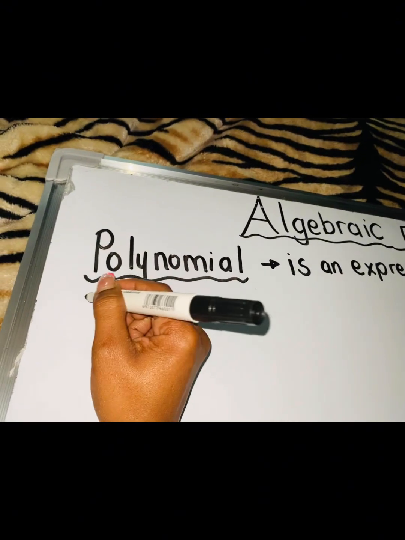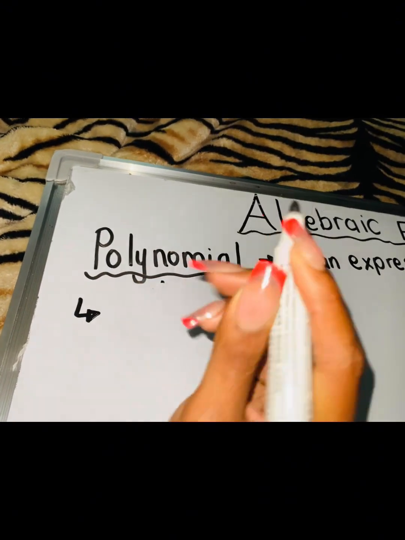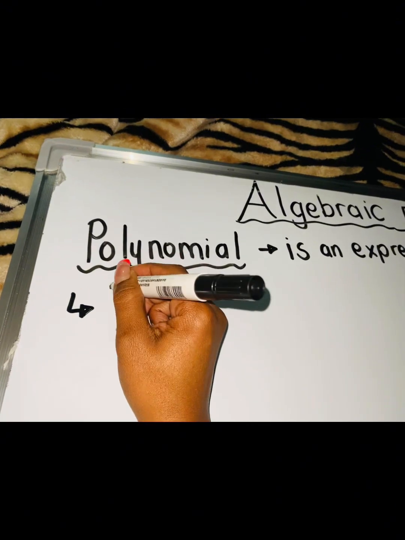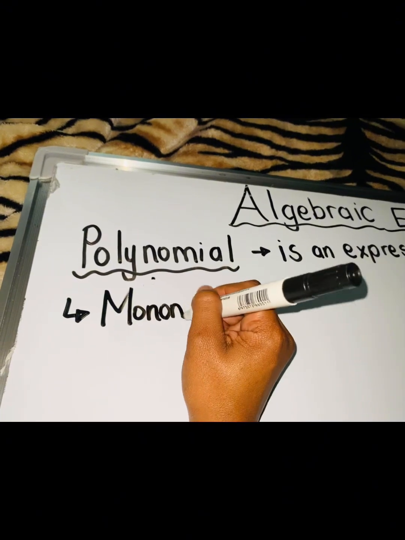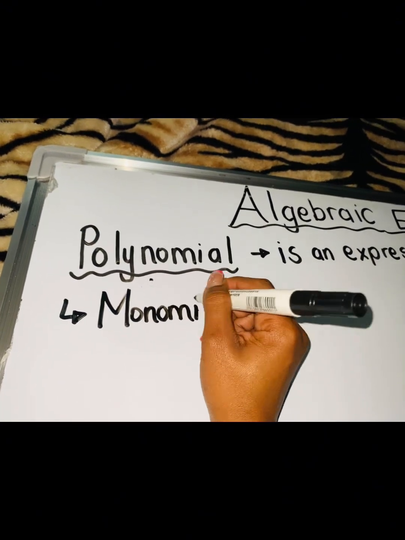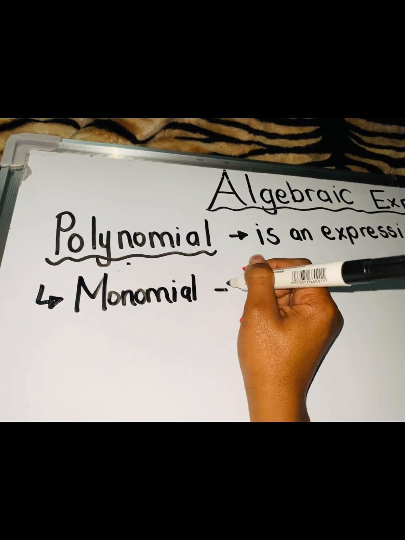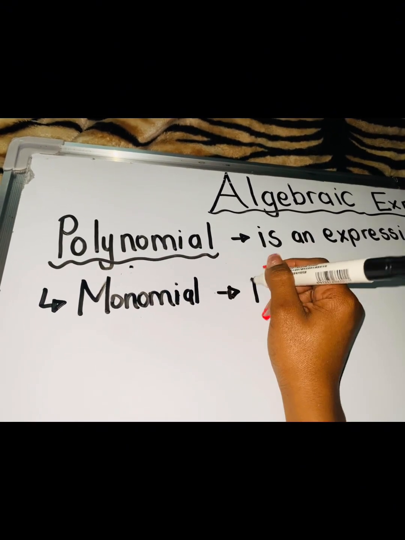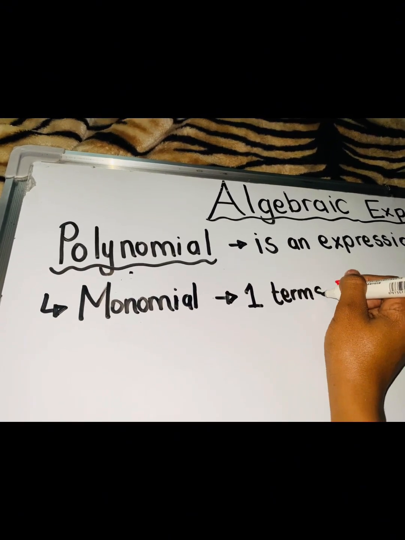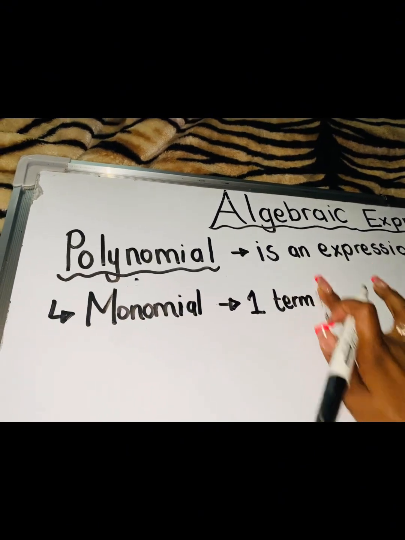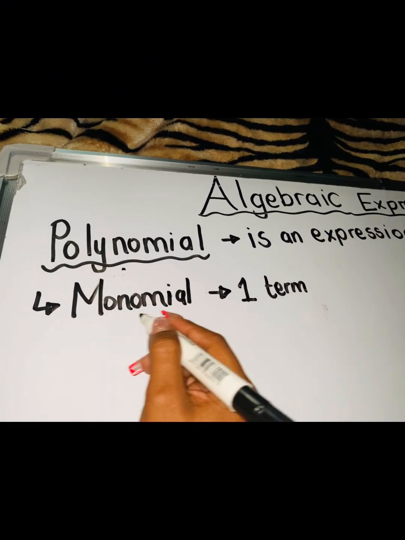Right, so we have different types of polynomials, and this is the important part. We have what we call a monomial. Mono means one. So monomial would mean one term. Remember, terms are separated by a plus or a minus. So a monomial would be one term.